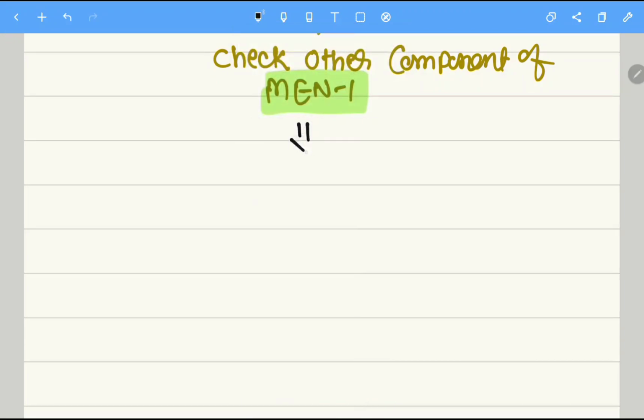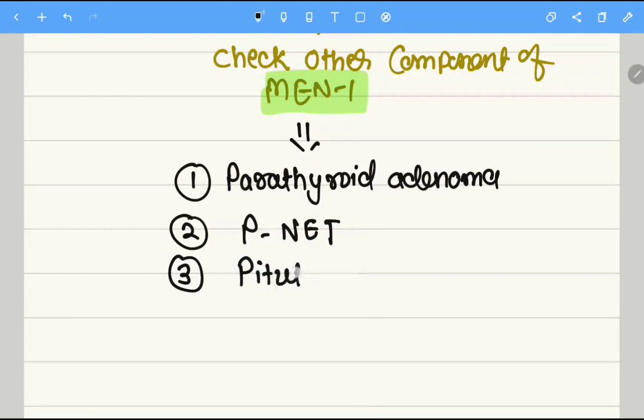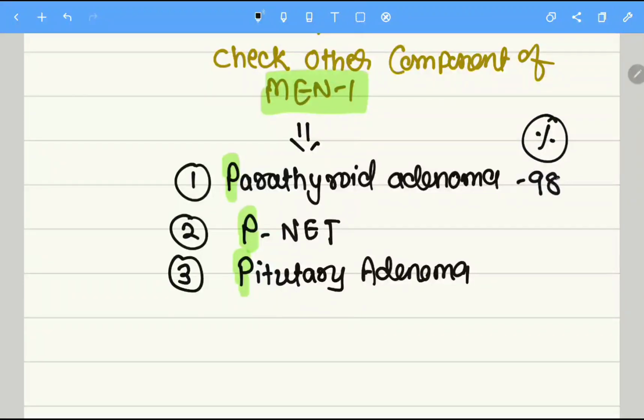These are parathyroid adenoma, pancreatic neuroendocrine tumor, and pituitary adenoma, right? The 3 Ps, it's characteristic. What are the percentages? 98 to 100% of patients with MEN1 have parathyroid involvement. Pancreatic neuroendocrine tumor occurs in 30 to 50%, and around 20% of patients have a pituitary adenoma.